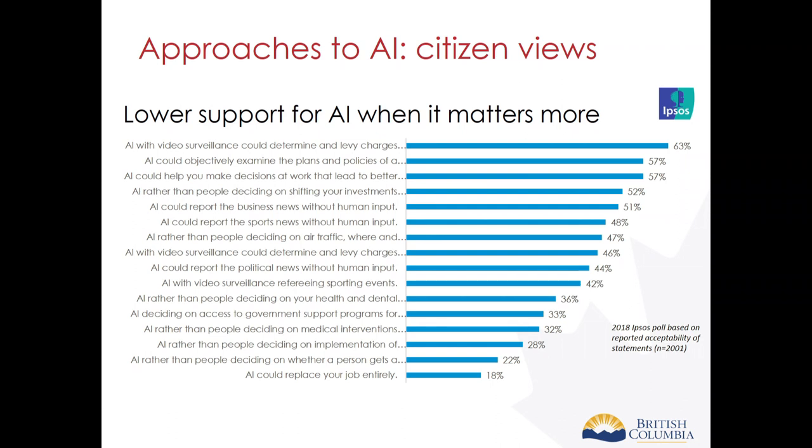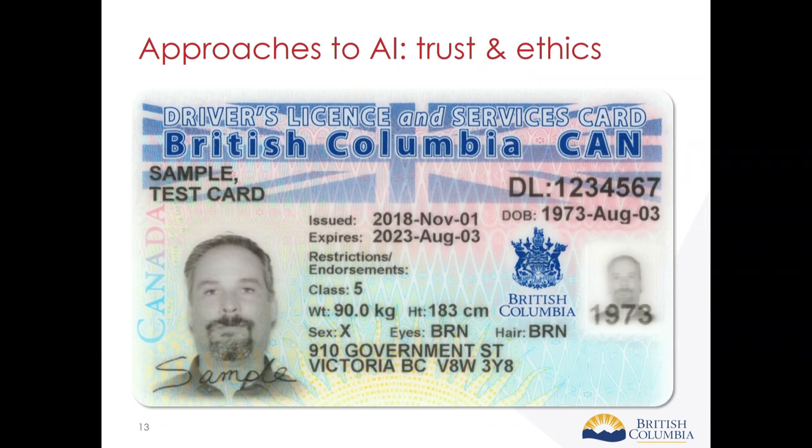And the third big category around actions for humanistic approaches to AI in the public sector, in my view, are around trust and ethics. So on slide 13, you'll see I've put a screenshot of our ID card. And this is somewhat significant because British Columbia, my government, was the first government in North America to provide a unified ID card based on health and driver's licensing. And this is, I think, an important kind of behavior, and it's a signal more than anything else, because it's a clear investment in building out trust.